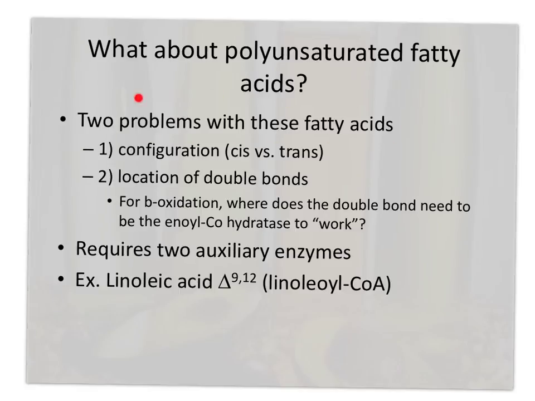So we have two potential problems, let's say. One of them is what we've seen before: the location of a double bond. The other one is whether it is a cis versus a trans fat. Like what happens if you have a trans fat in the wrong spot? If you have a trans fat in the spot that the enzyme, the hydratase, accepts, it just goes on. But if it's in the wrong spot, then you're going to have to move it.